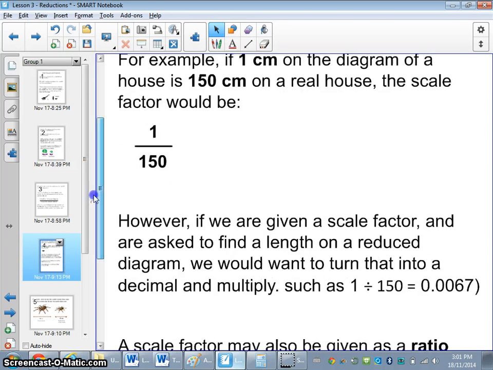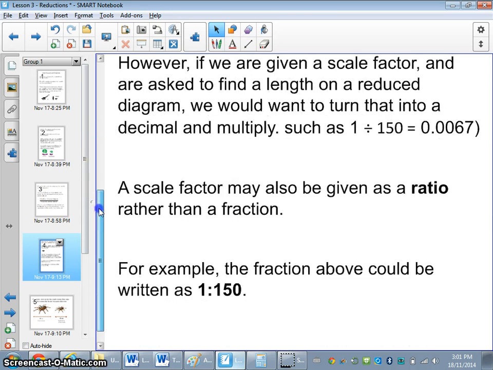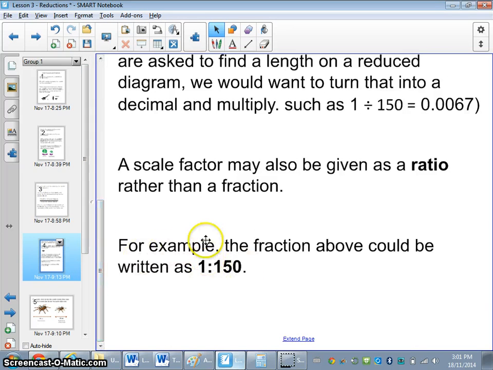So decimals are still useful, but this doesn't really tell us as much information just looking at it as this does here. Scale factors may also be written as a ratio rather than a fraction. So we can write this one as a ratio. Remember, ratios have the colon in the middle. So we read this here as 1 to 150. So it's telling us again 1 centimeter on the diagram is 150 centimeters in real life.